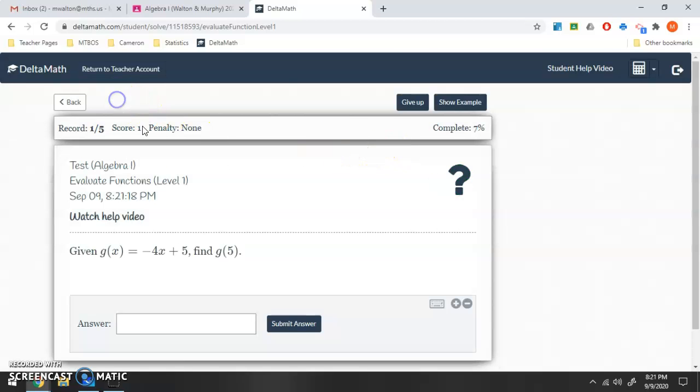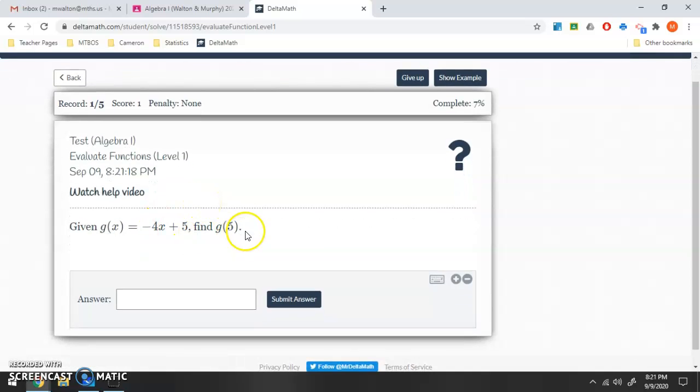All right, so I'm going to pause the video right here. What I would like for you guys to do is try this one. g of x equals negative 4 times x plus 5. Evaluate what is g of 5.